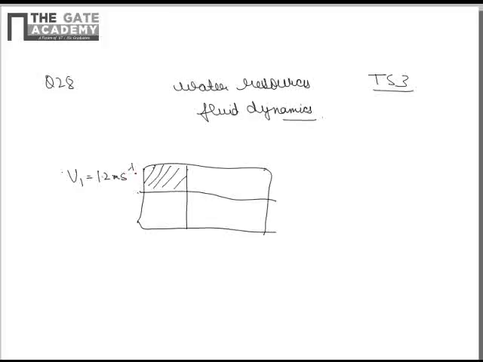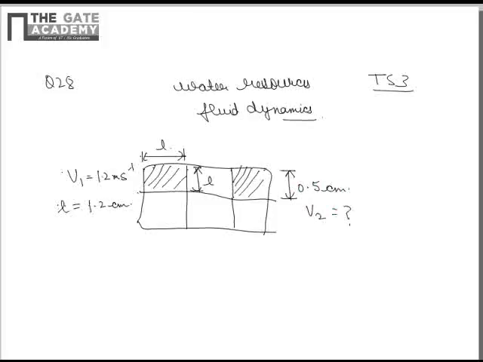per second, and this length, say L, this is a square, so L is given as 1.2 centimeter. The size of another flow net through which this flow is passing is given, its side is 0.5 centimeter, and V2 is asked.